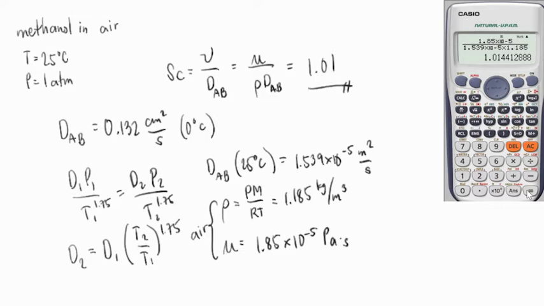Okay? Always remember how to adjust the value of the diffusivity with varying temperatures and pressure. Also remember the definition of the Schmidt number, and always remember for which component we determine the properties density and viscosity. Let's now have the second part of this problem.